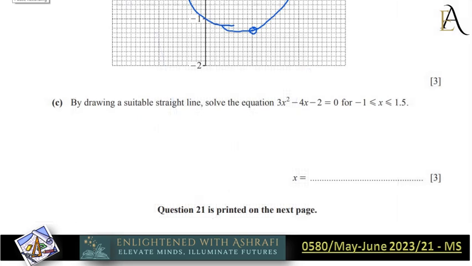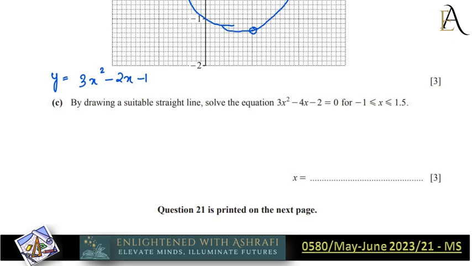By drawing a suitable straight line, solve the equation 3x squared minus 4x minus 2 equals 0, where x is between minus 1 and 1.5. Our original equation of the curve is 3x squared minus 2x minus 1. So we'll have to convert this into the given equation.